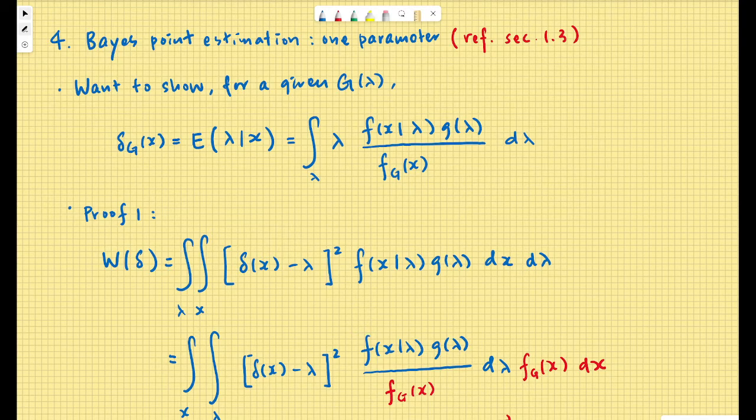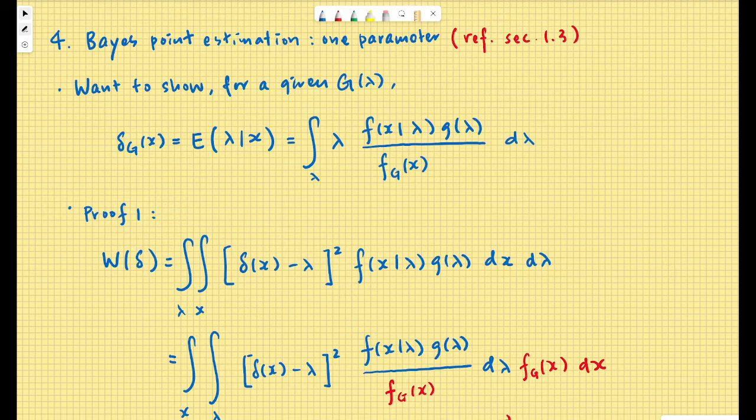Okay, let us continue the discussion. In the previous video, before the break, we talked about the basic setting of decision. And now we talk about a basic point estimation decision with only one parameter. That means the lambda is a scalar.